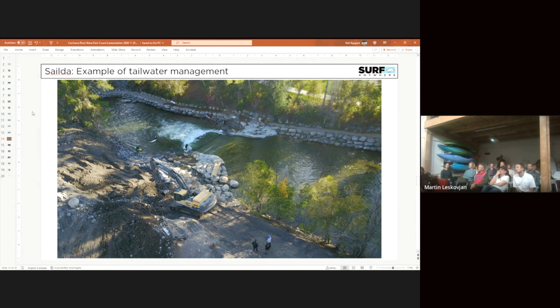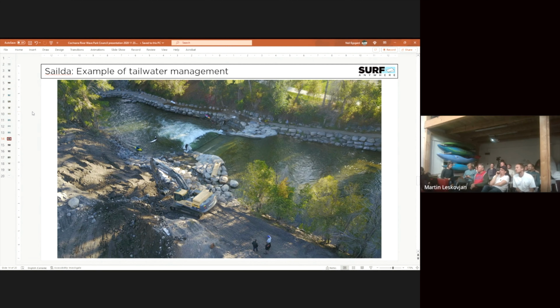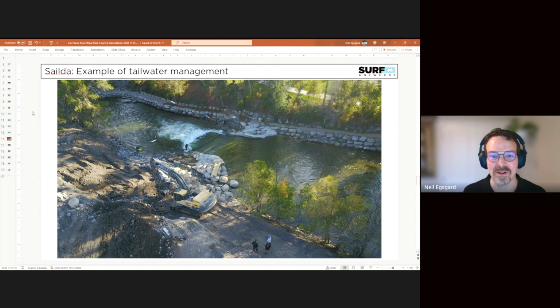Sorry, the Salida wave was built by Mike Harvey of Recreational Engineering and Planning. The wave is fantastic. It's a really, really good wave. It was considered one of the best waves in the United States at the end of the summer for river surfing, best manufactured waves. The only issue it had was tailwater management that I'll talk to you about.